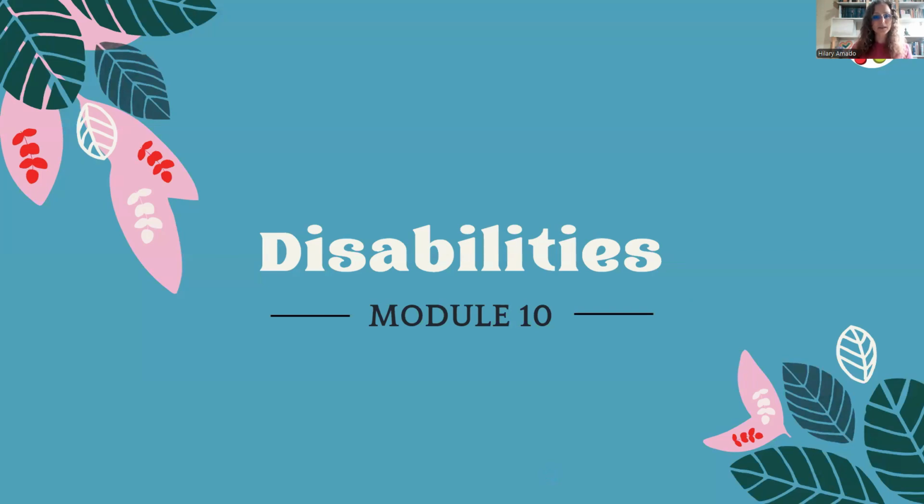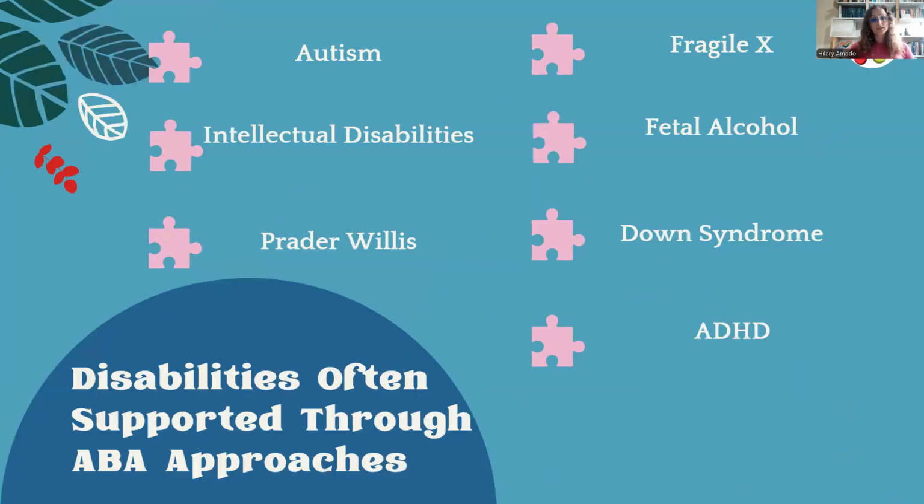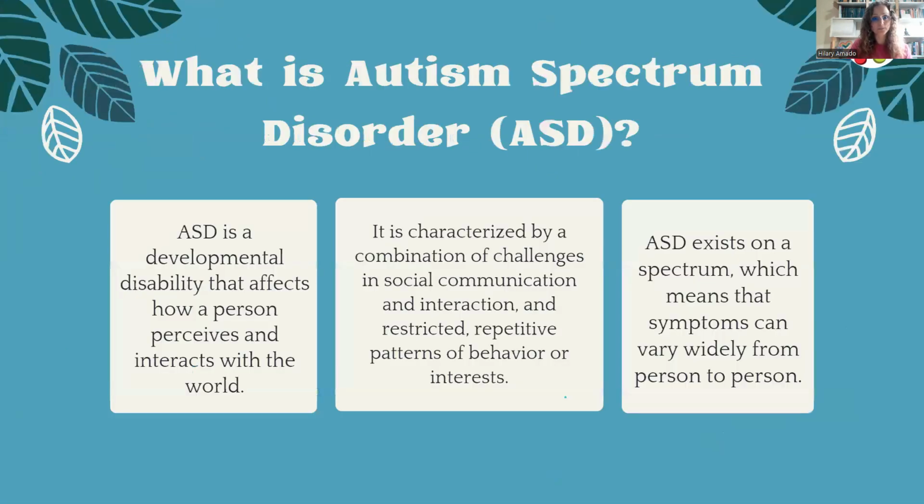Module 10, Disabilities. Outline of Module 10. We're going to talk about the definition of autism spectrum disorder, including common characteristics, the definition of intellectual disabilities, including how it is categorized, the definition of Down syndrome and typical variations in presentation, and the definition of ADHD, including subtypes and typical presentation. Here's a list of disabilities often supported through ABA practices. There's autism, intellectual disabilities, Prader-Willi syndrome, Fragile X, fetal alcohol syndrome, Down syndrome, and ADHD, among others.